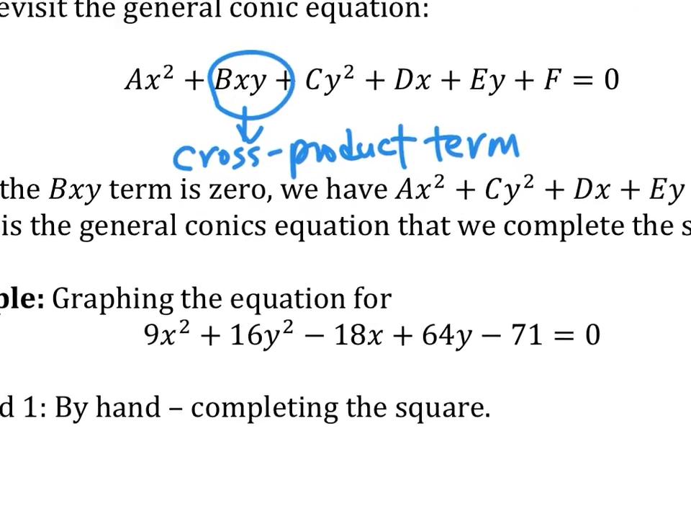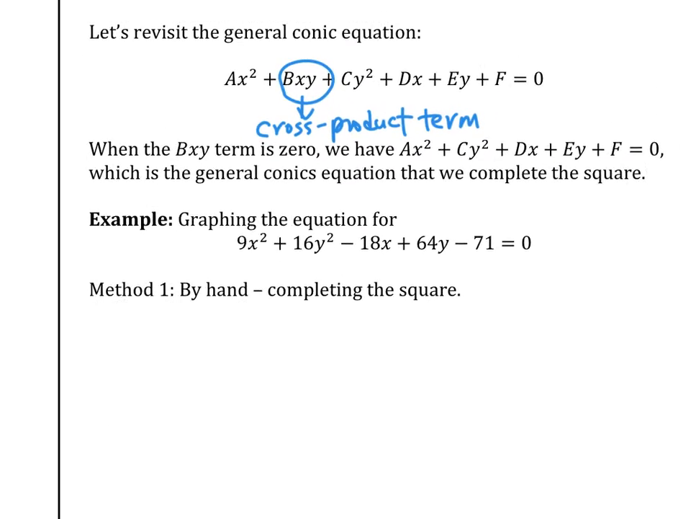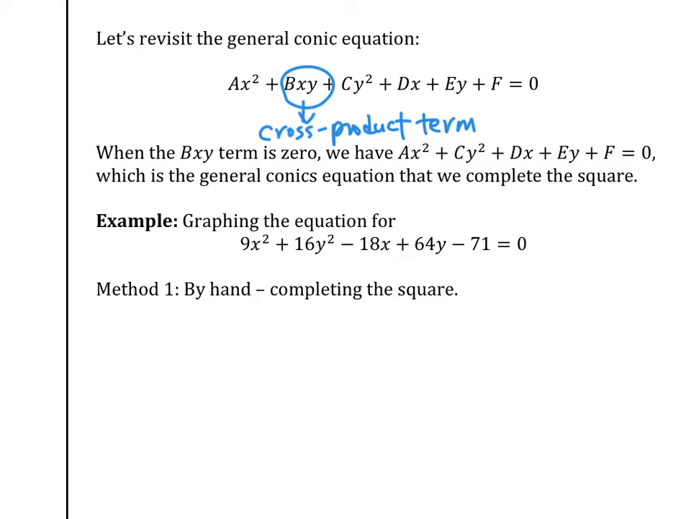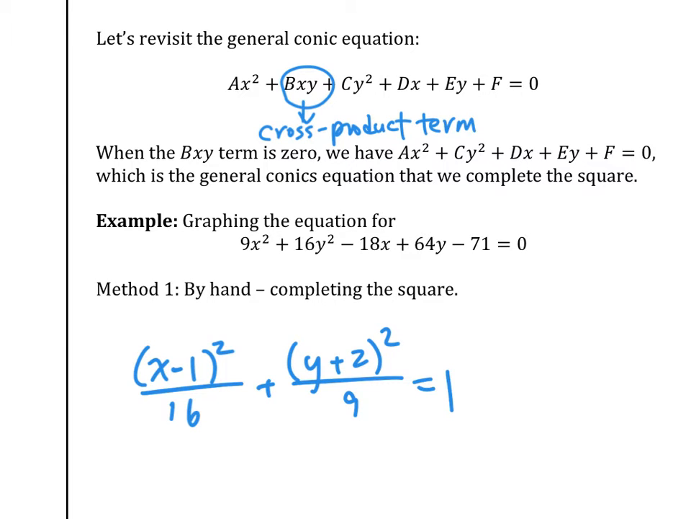Okay, so let's look at this equation here. We can complete the square to figure out what kind of shape this is. So pause the video and then complete the square to rewrite this equation in standard form. If you completed the square correctly, you should get this equation, which shows you that this is an ellipse.